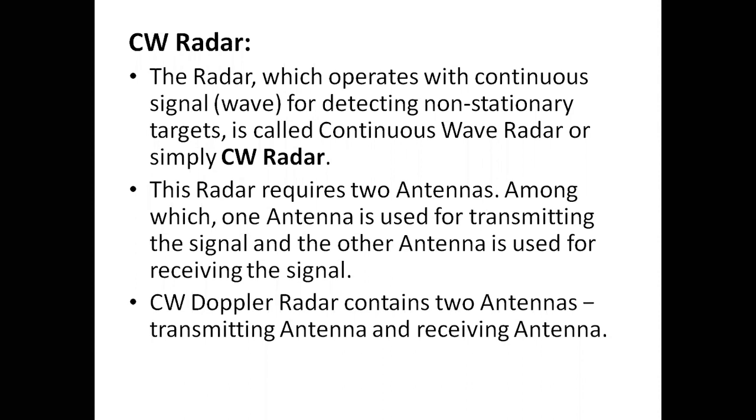This radar requires two antennas normally. One antenna is used for transmitting the signal and another antenna is used for receiving the signal. In the previous case we are using only a single antenna for both the transmission and receiving purpose. But in this case, we are using two antennas for transmitting and receiving.